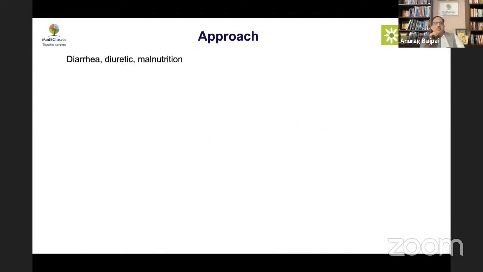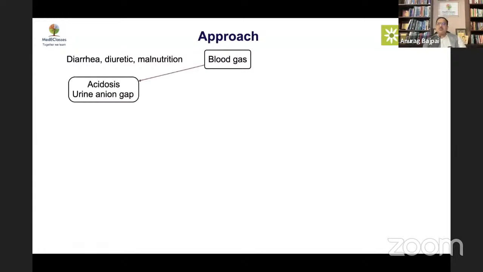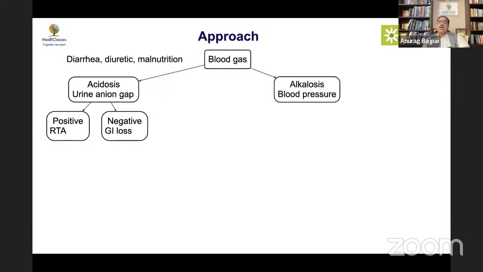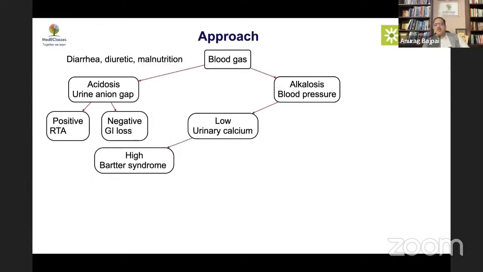So the approach to hypokalemia is to first exclude diarrhea, diuretic use, or malnutrition. Then do a blood gas. If blood gas shows acidosis, look at a urinary anion gap. If urinary anion gap is positive, it means that there is an impaired ammonium production, suggesting the diagnosis of a renal tubular acidosis. If it's negative, we are talking about a gastrointestinal loss. If, on the other hand, you have alkalosis, look at blood pressure. If blood pressure is low or normal, look at urinary calcium. Urinary calcium is high, this is Bartter syndrome. Urinary calcium is low, it's Gitelman syndrome. But remember, do a fractional excretion of magnesium here.